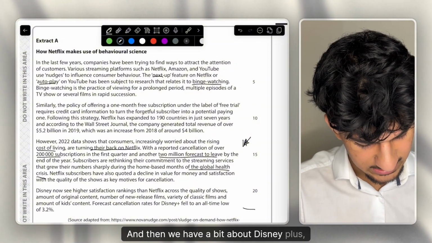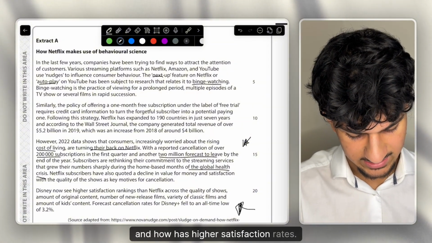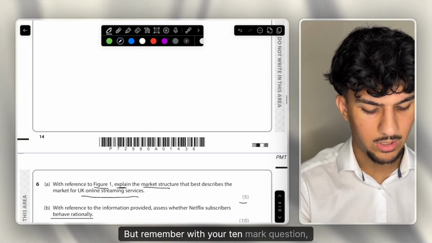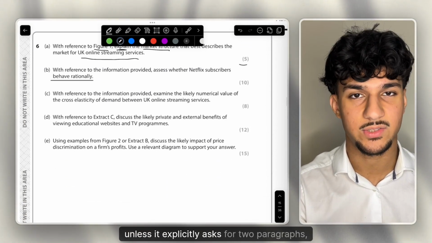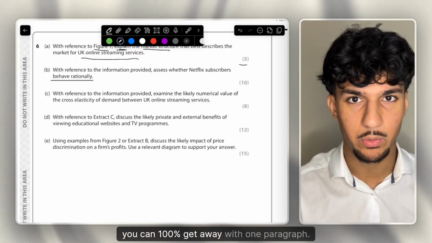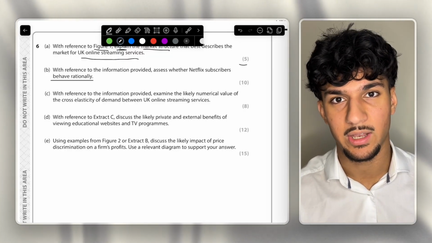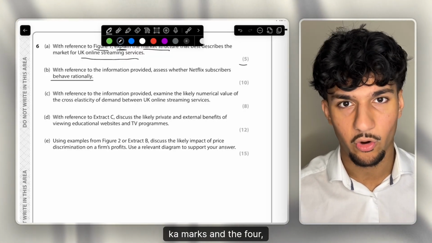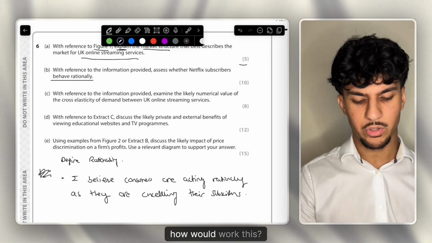And then we have a bit about Disney Plus and how it has higher satisfaction rates. But remember, with your 10-mark question, unless it explicitly asks for 2 paragraphs, you can 100% get away with 1 paragraph. Remember, so 6 KA marks and the 4 evaluation marks. So this is how I'd work. This is how I'd do the paragraph.